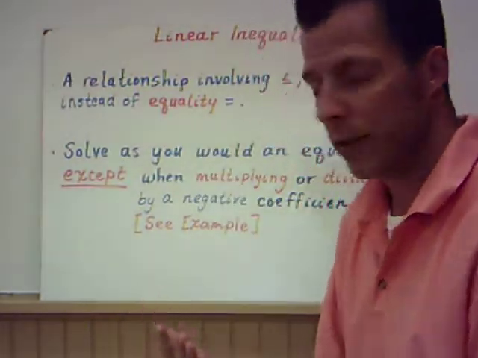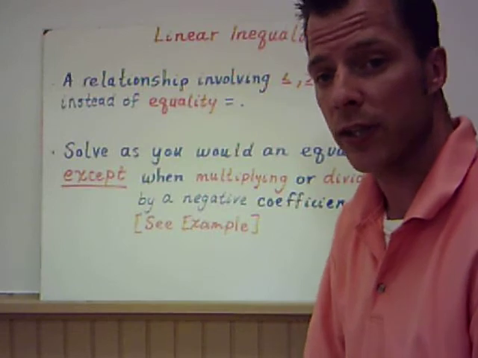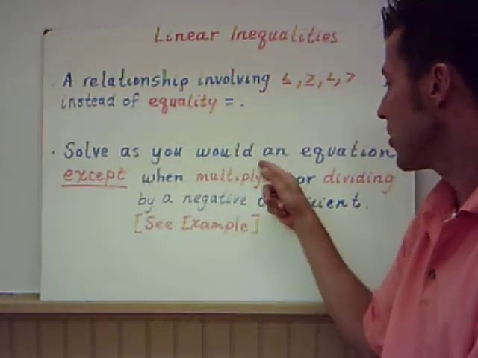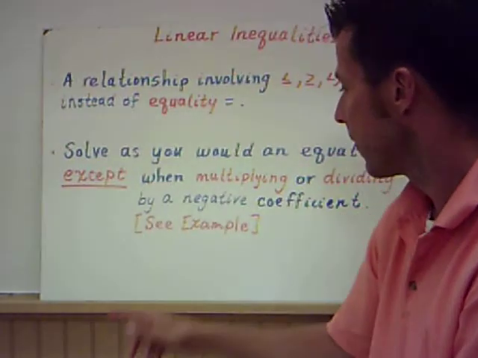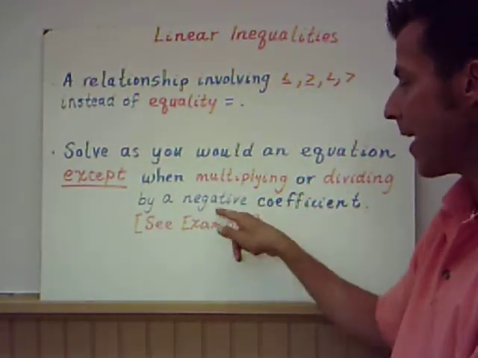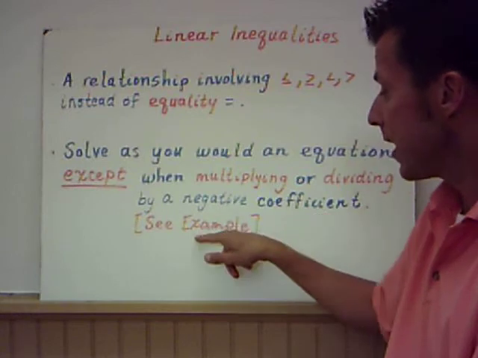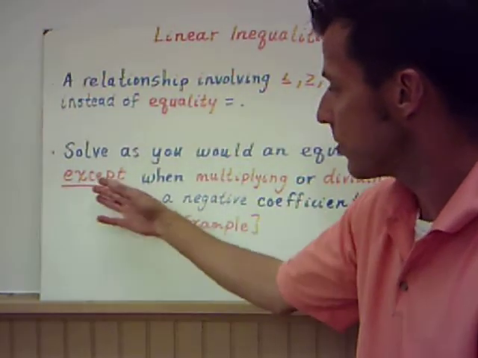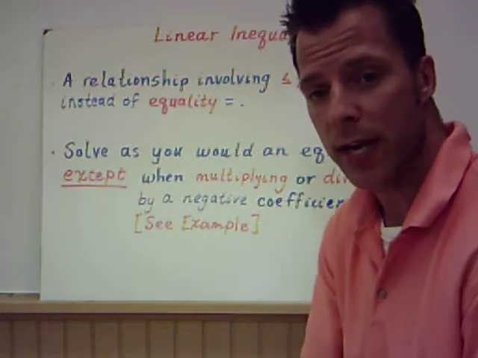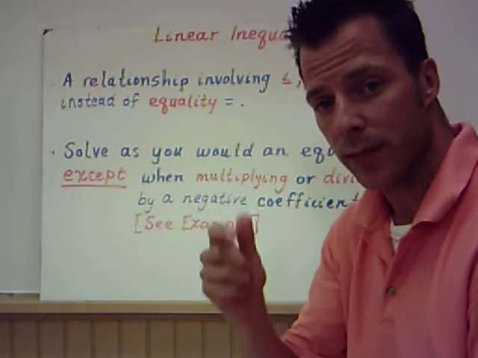Okay? The important thing to remember is when we talk about solving linear inequalities, you're going to solve them as you would an equation, except for a huge thing here. When you multiply or divide by a negative coefficient, you've got to change the sign. Okay, and I didn't write that, but you have to. The exception is when you multiply or divide by a negative, you have to flip the inequality.